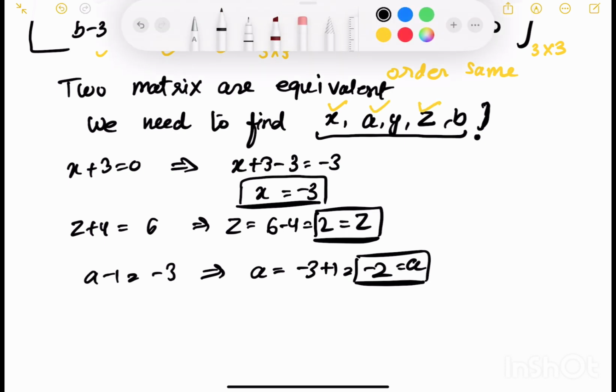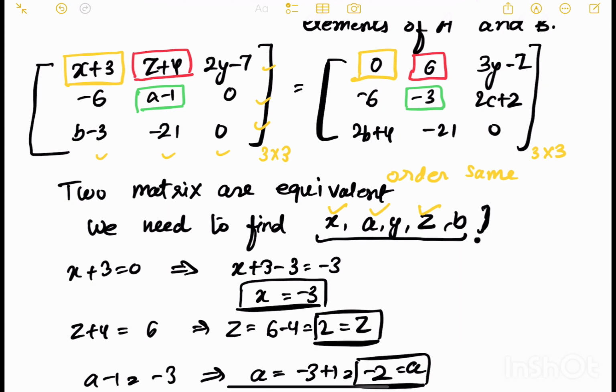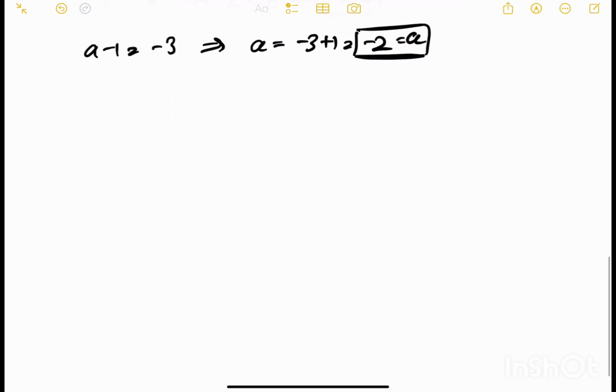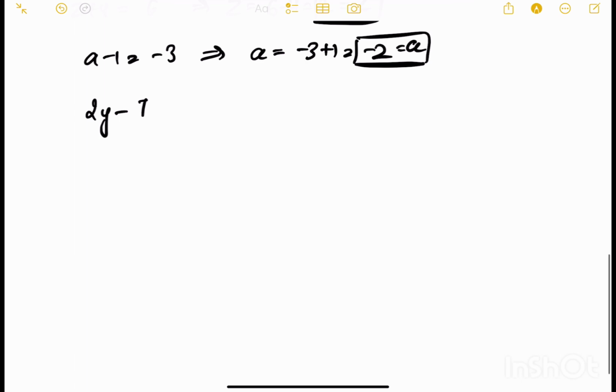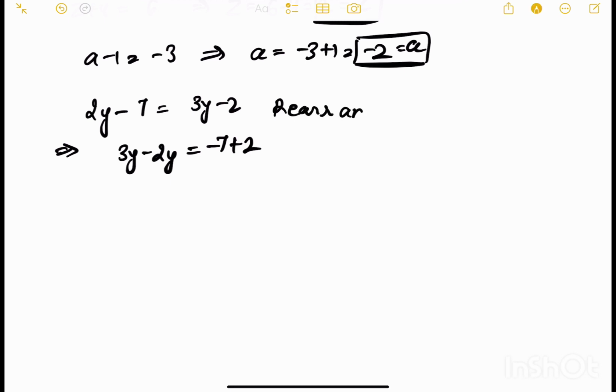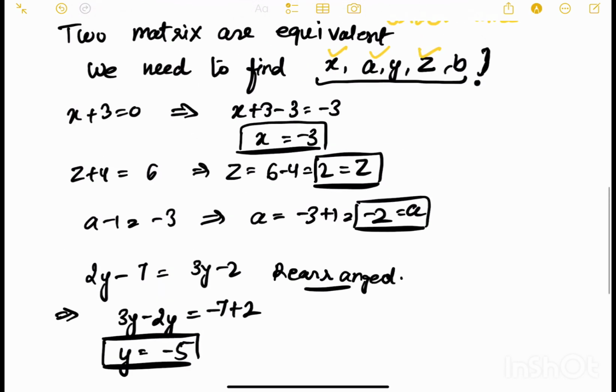Now what are y and b? The expression for y: this must be equal to 3y minus 2, right? So 2y minus 7 must be equal to 3y minus 2. This will imply 3y minus 2y is equal to minus 7 plus 2. What I have just done is rearranged the equation. So y is equal to minus 5. So this is the value of y.